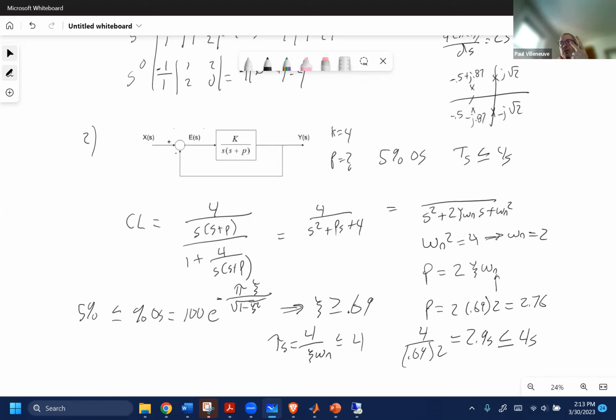So there are 2 limiting criteria here. The first criteria is the 5% overshoot. The second criteria is the settling time. And with a P equal to 2.76, I'm going to meet the 5% overshoot, and I'm going to meet the 4 second settling criteria.